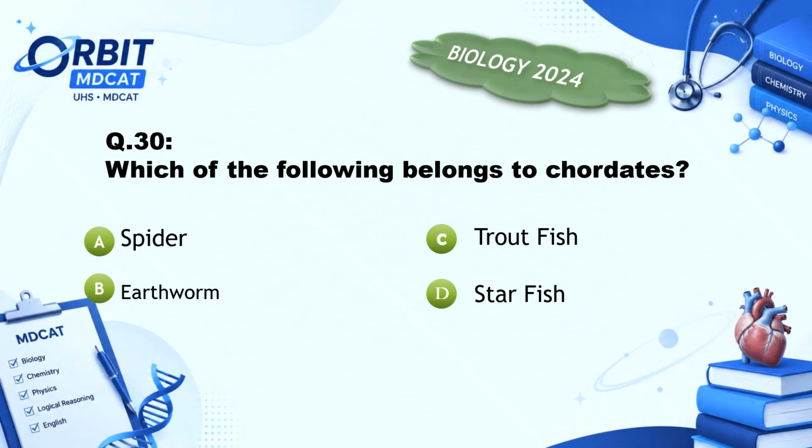Question number 30: which of the following belongs to chordates? A. Spider, B. Earthworm, C. Troutfish, D. Starfish. You can skip this question because this is not included in the current MDCAT syllabus.